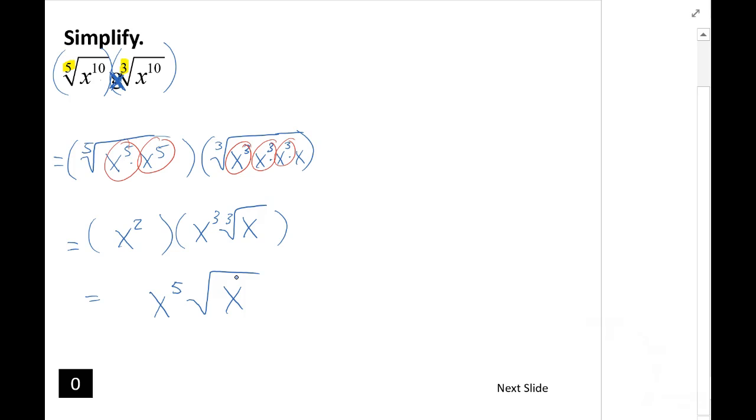And a common mistake I saw on the test, and I always keep on repeating myself, is don't forget your index. Don't forget that in the end, because then we don't know if it's a square root, a third root, a fourth root, a fifth root, or whatever it is. Okay, there's your answer.